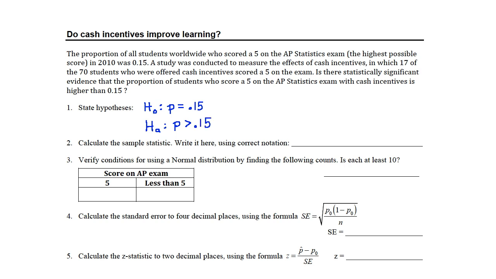So our sample statistic, we are told that 17 out of the 70 students who were offered the cash incentive scored a 5 on the AP statistics exam. So 17 out of 70.